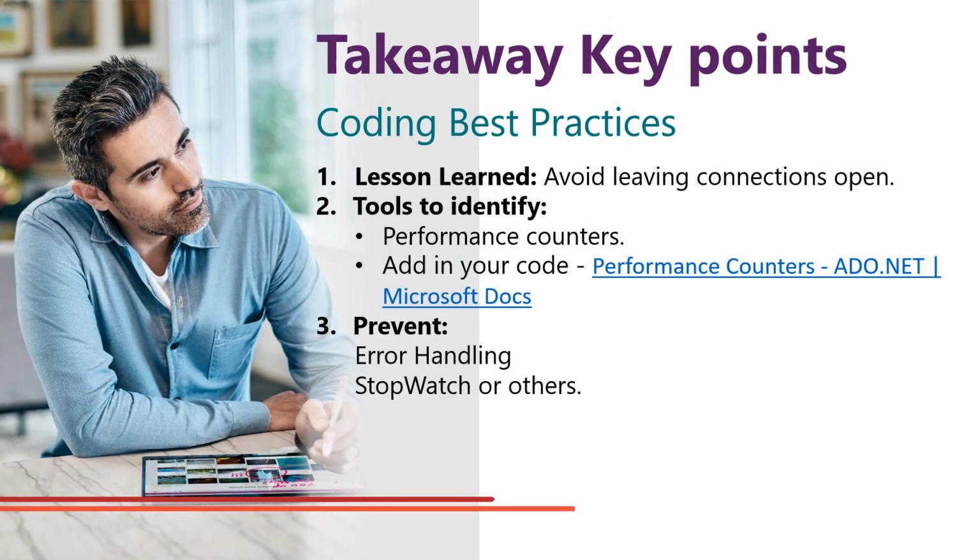So what are the takeaways? For me, it's basically three things. One, avoid leaving connections open. Two, use tools to identify the problems, like performance counters in Windows, or adding performance counters to your code. And three, the last one is to prevent. Error handling is very important, and also try to use the stopwatch and other things in order to know the time spent in different executions.